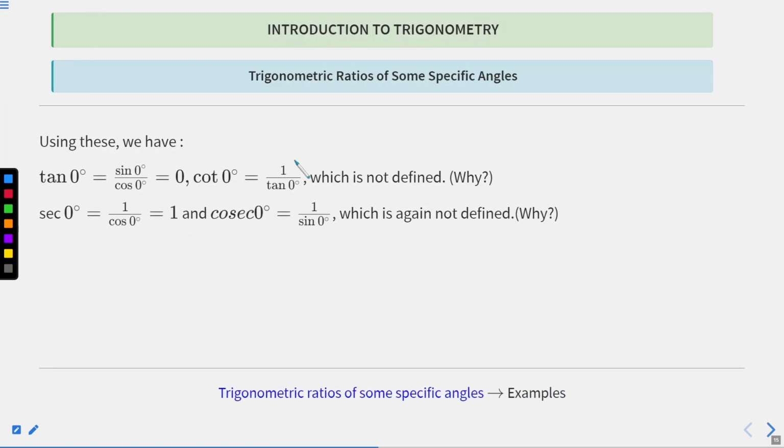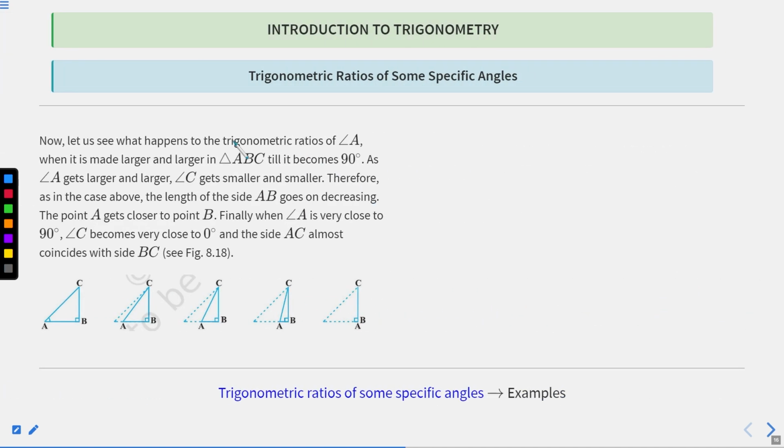And now using this, we have tan 0 degrees equal to sin 0 degrees by cos 0 degrees, that is sin 0 degrees which is 0, and cos 0 degrees which is 1, so 0 by 1, that is equal to 0. Okay, and cot 0 degrees is equal to 1 by tan 0 degrees, and here tan 0 degrees is 0, so 1 by 0, which is not defined. Okay, and sec 0 degrees is equal to 1 by cos 0 degrees, which is 1 by 1, equal to 1. And cosec 0 degrees is equal to 1 by sin 0 degrees, and we have sin 0 degrees equal to 0, so 1 by 0, which is not defined.